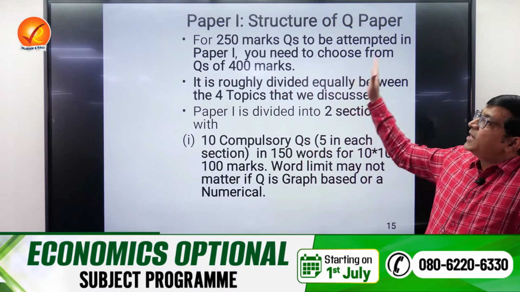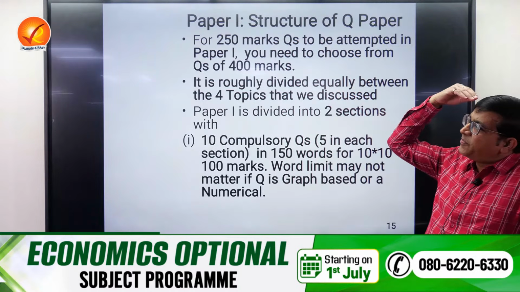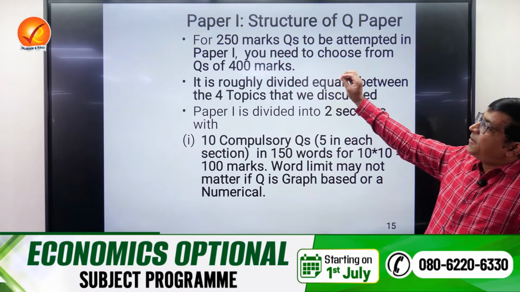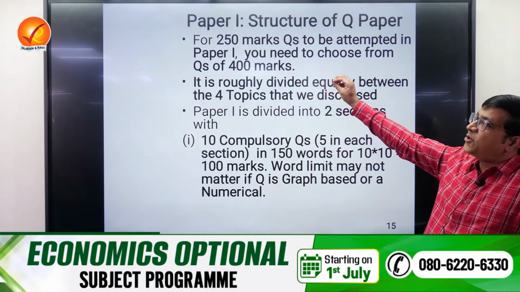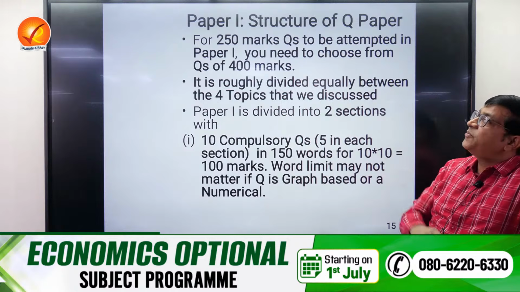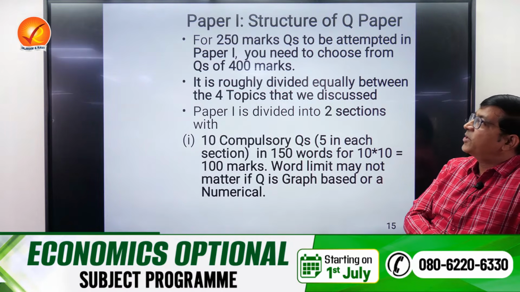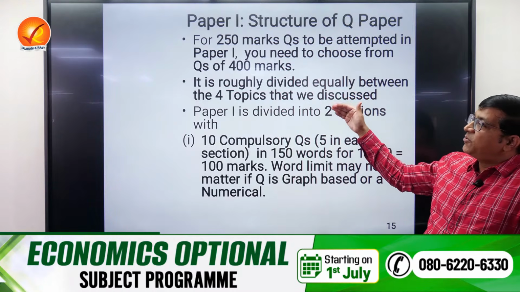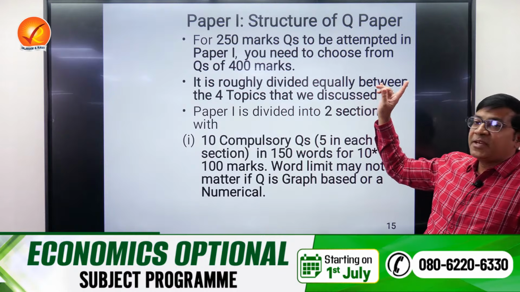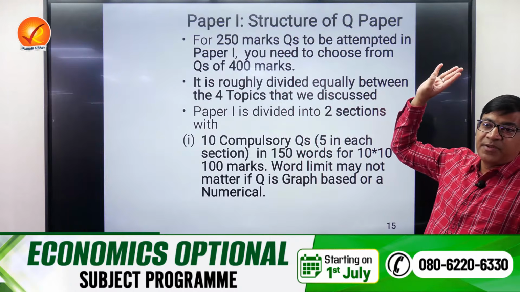As far as the structure is concerned, more or less the structure of every optional paper is similar. Few things are exactly the same. For example, the questions that you'll be having will be of 400 marks in all, but you have to attempt for 250 marks. So there are questions that you can leave. It's roughly divided equally between 4 topics. I'm talking about paper 1 here. 4 topics as in micro, macro with money, banking, public finance, international, and growth development.